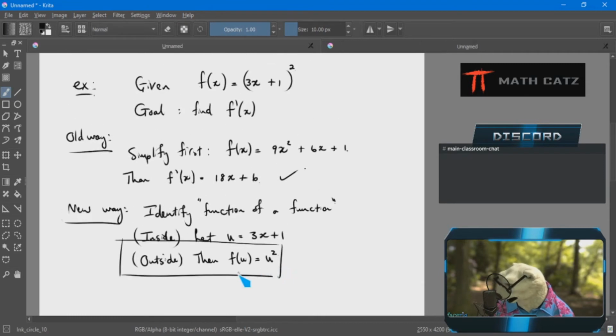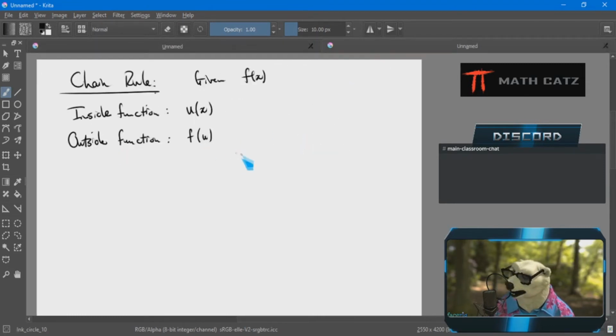Okay, let me take this box off. Okay, so I have this set up. I have a function in u, which is going to be my inside function, function of x. I have a function called u, function of x. I have an outside function, which is going to be named the same as the original, and that's going to be a function of the variable u, which is always going to be the name of my inside function.